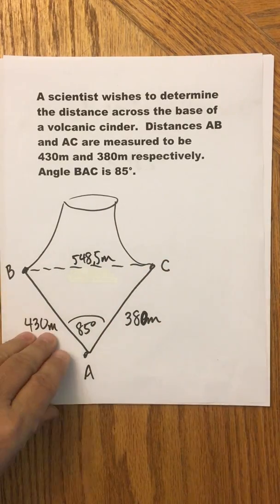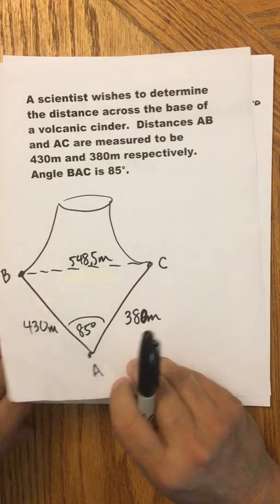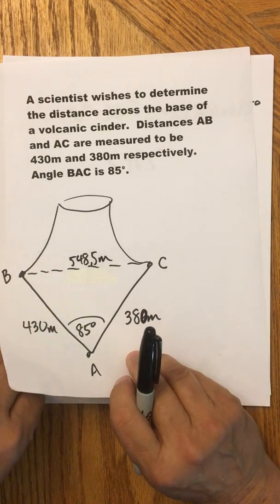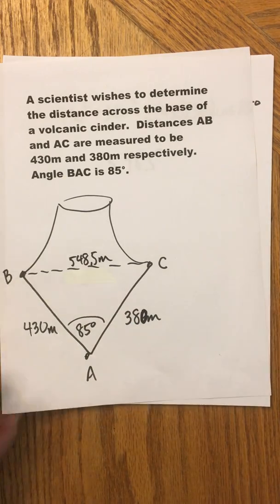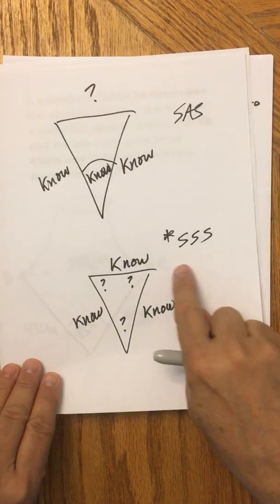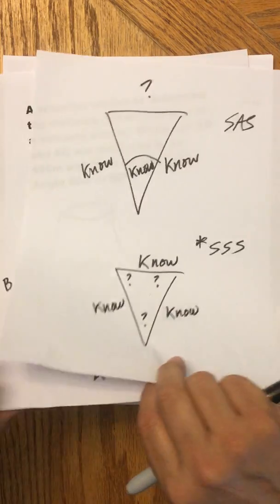All right, so that's our first example where we had basically side angle side. Okay, now let's take a look at another example where we only know all sides, and we're going to find the angles.